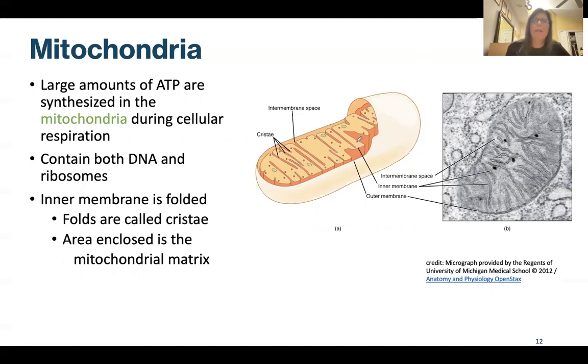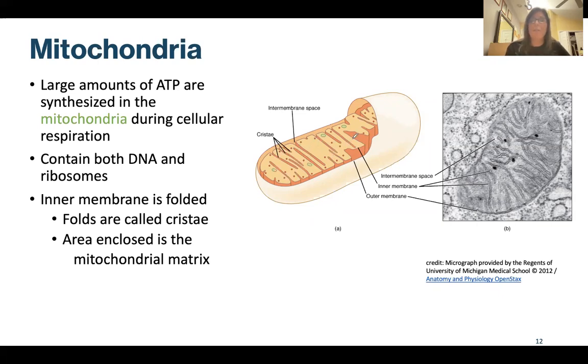So we have the outer membrane, the inner membrane. The inner membrane has all these folds, which help increase surface area. Inside here, this is called the matrix. Side note, one of my favorite science fiction trilogies. And inside the matrix, we have DNA.